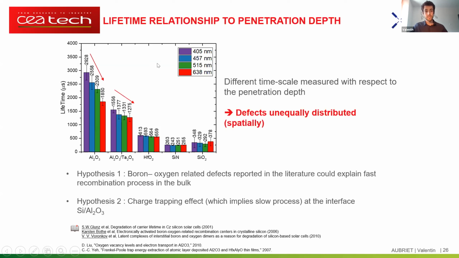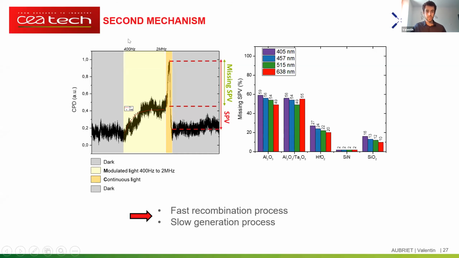But on top of this dynamic, we should add a second mechanism. So let's talk about it. Here, it's represented the contact potential difference under dark conditions, under modulated light, from low modulation to high modulation. Basically, it's from that spectrum that we can extract the carrier lifetime, the one we discussed just before. And here we are under continuous illumination. As you can see, we can have a large difference between this maximum and the maximum under modulated light. This difference is what we call the missing surface photovoltage.